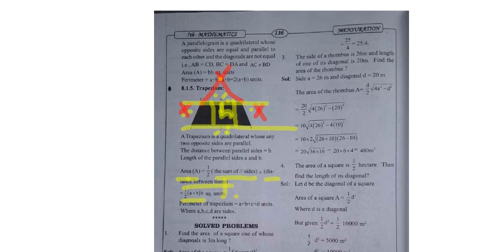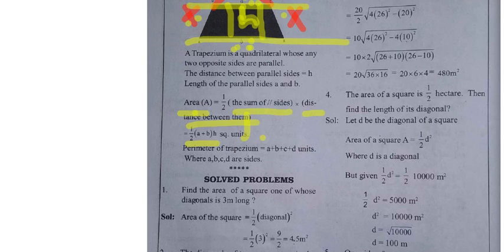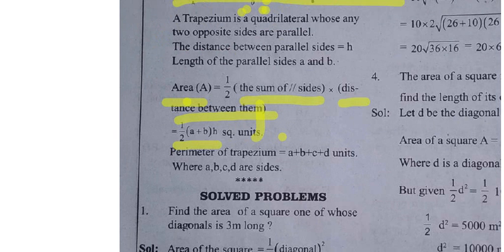Now I zoom out. Half into (A plus B) into h, that is the formula for the area of this trapezium, and the units are square units, that is square meters or square centimeters or anything. The perimeter of the trapezium is the sum of all the sides, right?